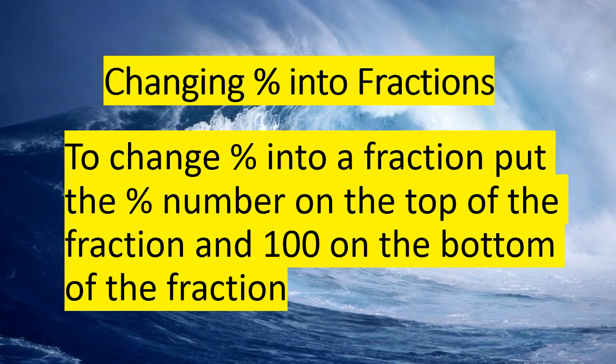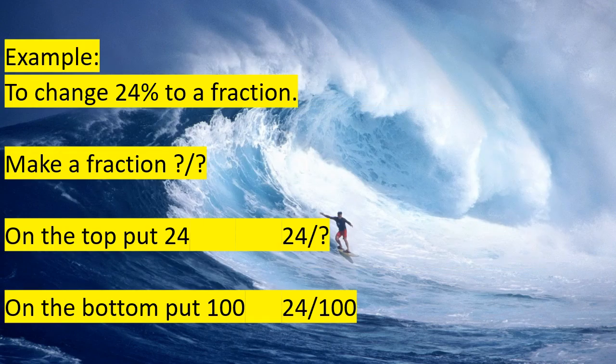Okay, changing percentages into fractions. To change a percentage into a fraction, put the percentage number on the top of the fraction and 100 on the bottom of the fraction. So to change 24% to a fraction, firstly you have to make a fraction and decide what is the top number, what is the bottom number. On the top, you put the 24. On the bottom, you put 100.